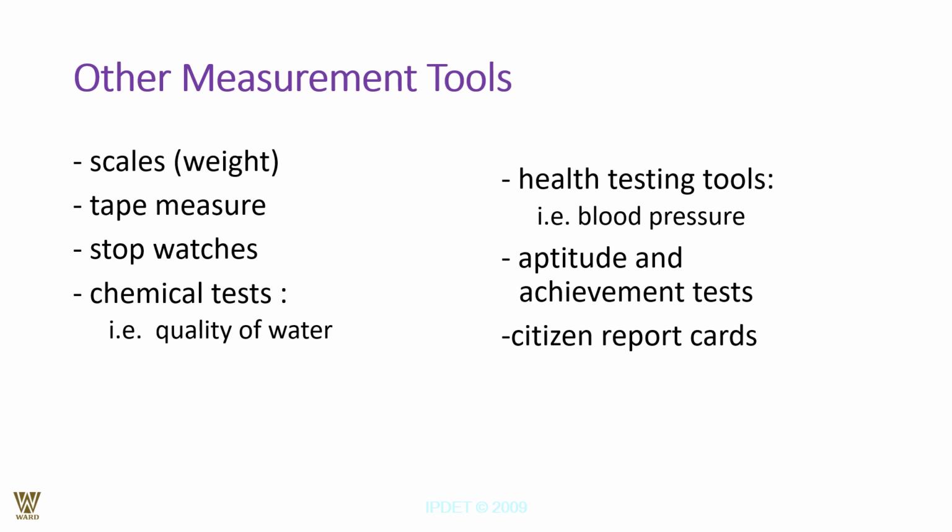So other measurement tools are scales, tape measures, stopwatches, chemical tests, health testing tools, aptitude tests, achievement tests, citizen report cards, and you have plenty of them. Plenty of which give you a good assessment of your psychometry, how well you are cognitively balanced.